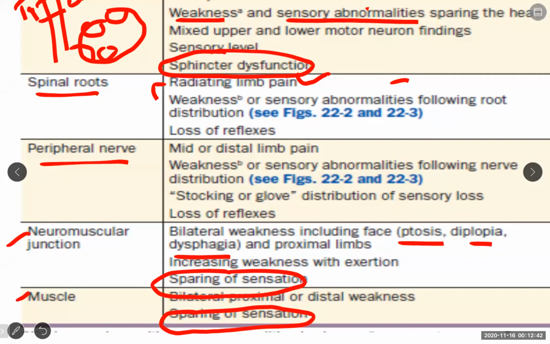Now, usually a peripheral nerve lesion tends to be more slow and chronic and more distal because usually peripheral neuropathies are length related, which is why you get a typical glove and stocking neuropathy in diabetes. So in this as well, there'll be a mixed weakness as well as sensory abnormalities. And since it's a LMN lesion, as we saw before, there would be loss of reflexes.